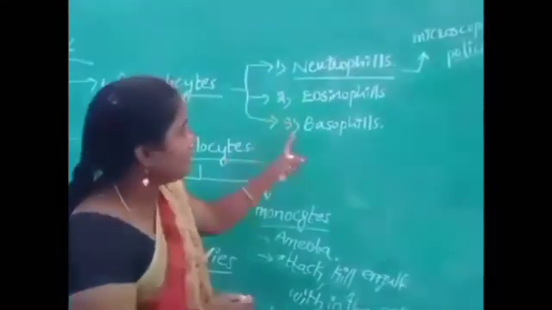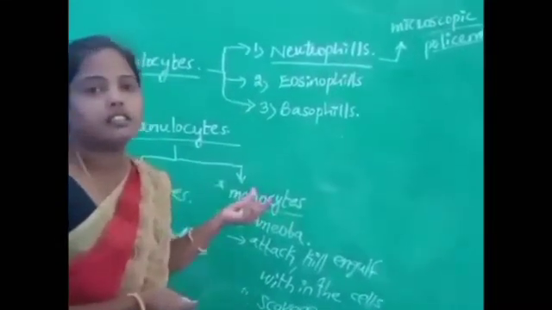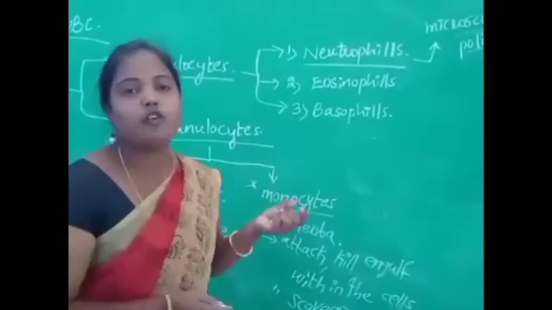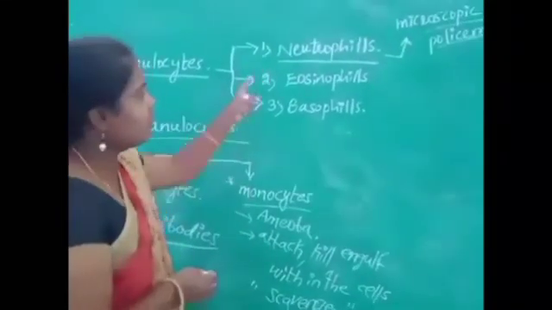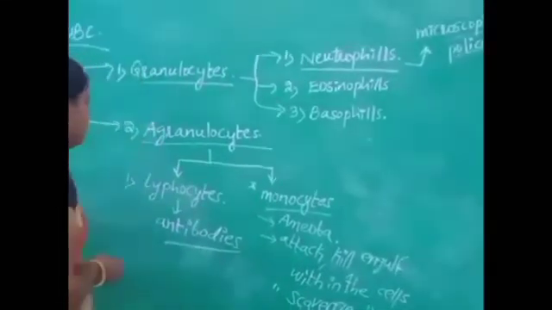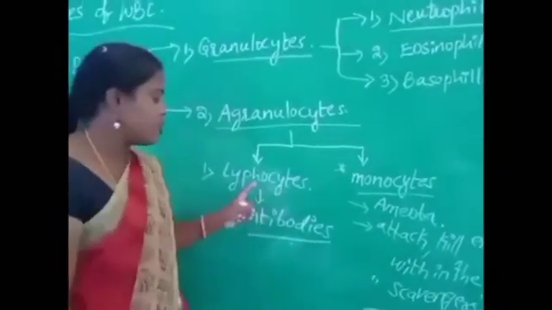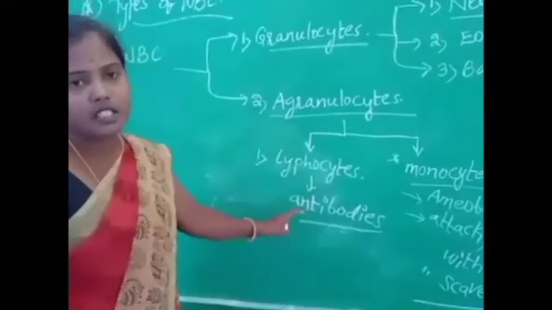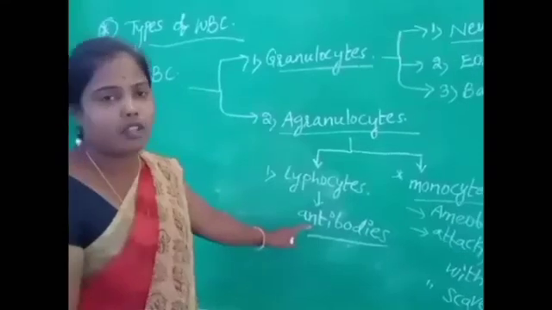Among these three, the neutrophils are the first cells which kill the harmful microorganisms entering into our body. That's why these neutrophils are also called microscopic policemen. Next, agranulocytes. These are classified into two types. First one, lymphocytes. Lymphocytes secrete antibodies. Antibodies kill the harmful microorganisms present in our body.